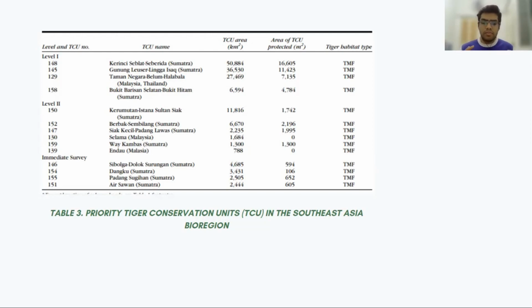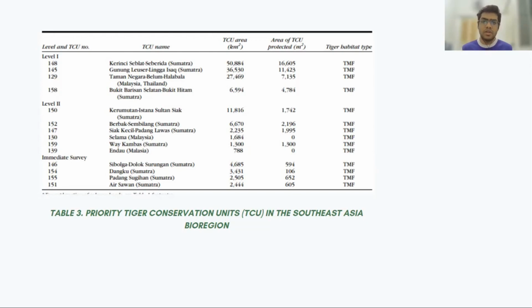And for all the three tables, not all the TCU numbers are in the table, because only a few important TCU numbers, places and names are inserted into the table to give more detailed research and studies about these particular places.